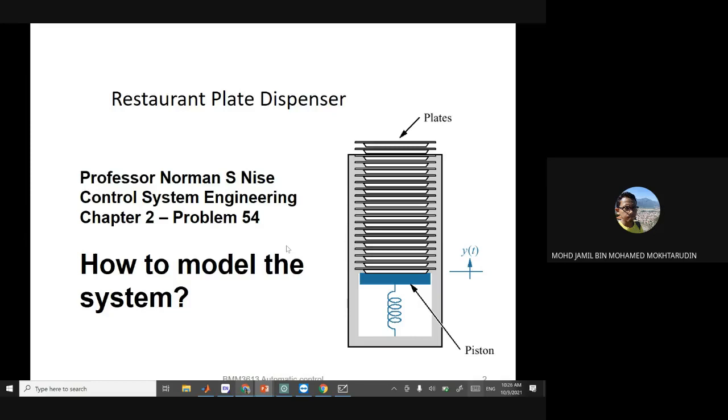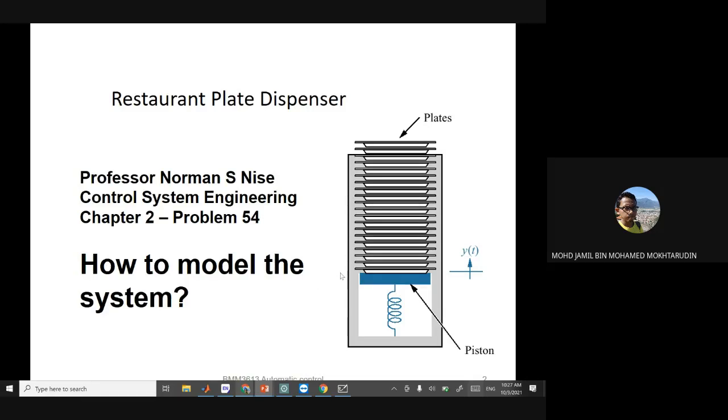This is an example given in the book by Norman Nise. I'm not sure whether this system is available in Malaysia, but this system is basically a plate dispenser. Whenever you pick up the top plate, the load on this spring will reduce over time, and the spring will push the plates upwards. So whenever you take the top plate, new plates will become available. It's basically a translational mechanical system because it only moves either upwards or downwards.